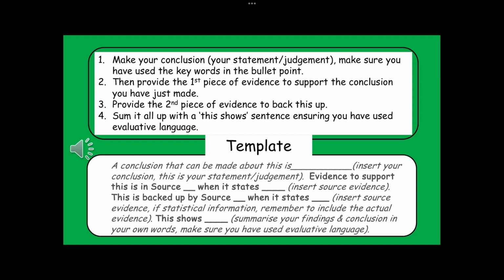You're going to insert the source evidence. You're then going to say this is backed up by source, wherever you found the evidence to back your point up. When it states, and again, insert source evidence. Quote it, and if it's statistical information, remember to include the actual statistical evidence. Alright. You're going to finish off your paragraph by saying, this shows, and at that point, you're summarising your key findings and conclusion in your own words, and make sure that you're using evaluative language. And we're going to look into that in the next model answer.